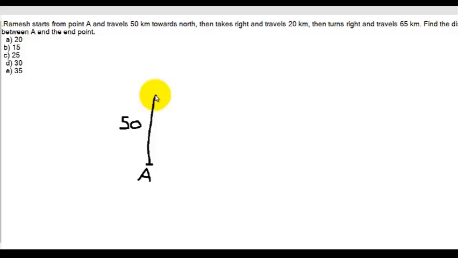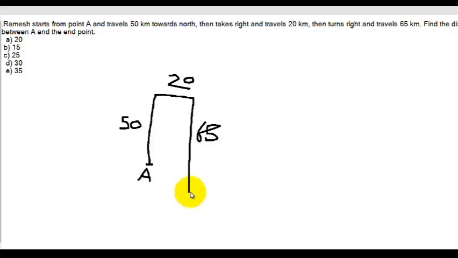We all know when you are facing north, this will be your right side. Then he takes right, travels 20. This is 20. Now he is facing towards east. Then turns right and travels 65. So when he is facing east, the right will be below. It will be bigger than 50. So this side is 65. Now find the distance between the point A and B.